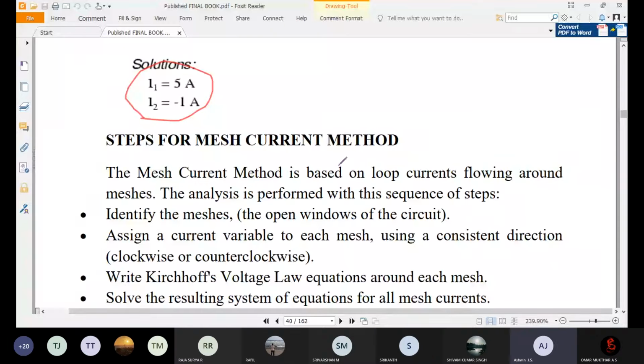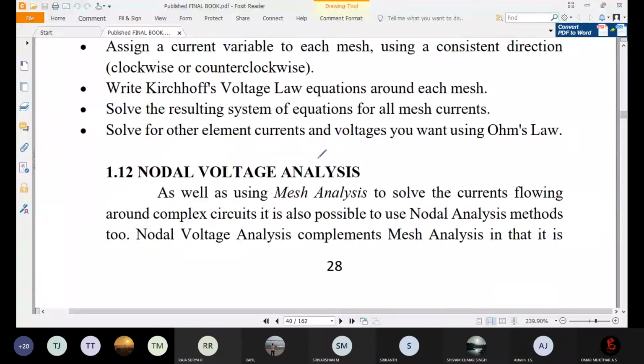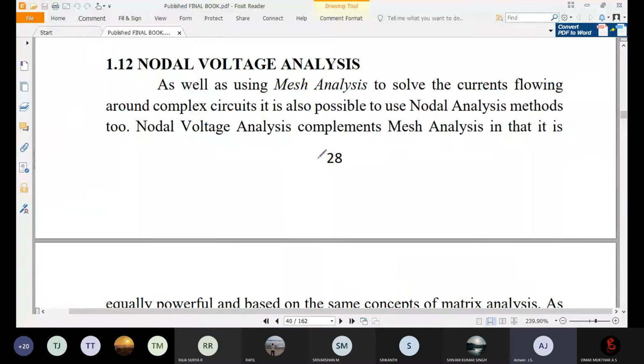Okay, so today we are going to see the nodal voltage analysis.